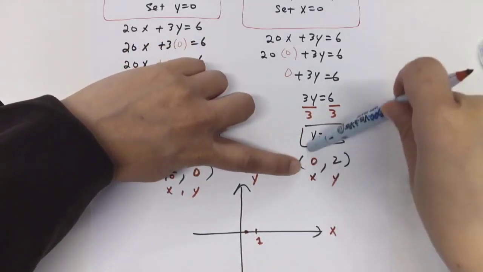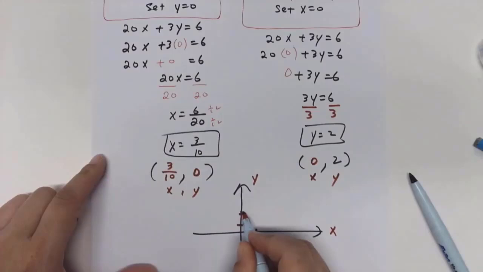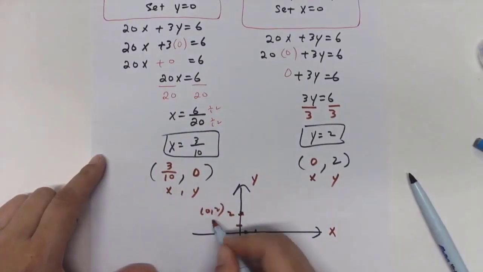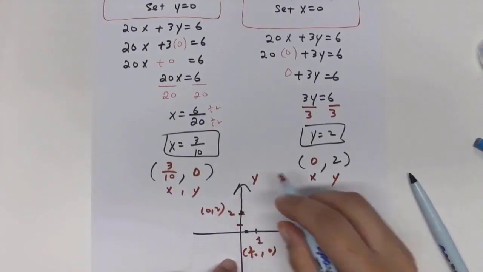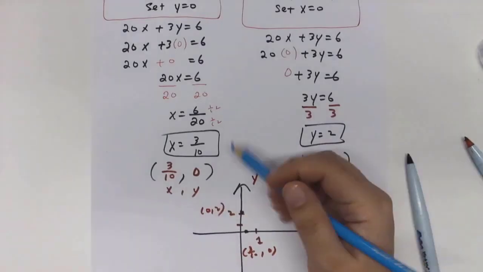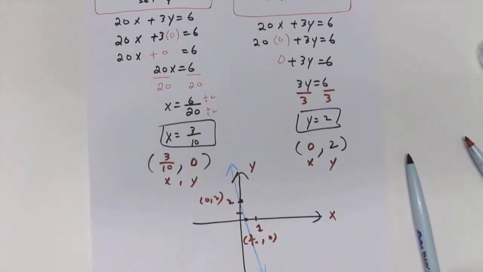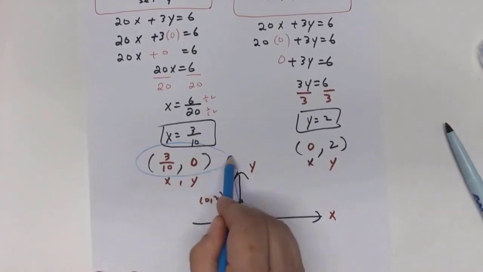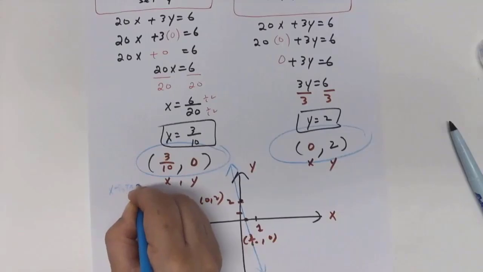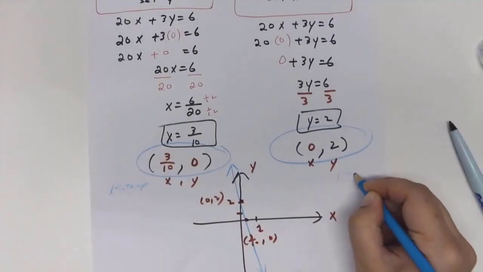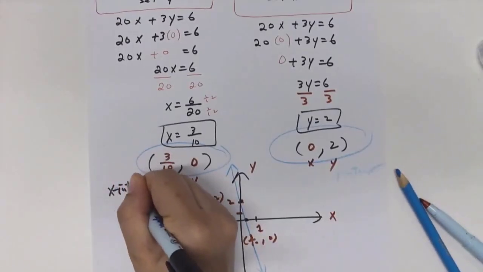Okay, this is your x value. This is your y value. With y equal to 2 is 1, 2 here. So this is 2. So this is 0, 2. This guy is 3/10, 0. So we have these 2 points. We're just going to connect the 2 points like that. And then we get the graph, right? So x-intercept here, y-intercept here. This is the line. Look at this again. See if you can do that on your own. If not, please practice at home.